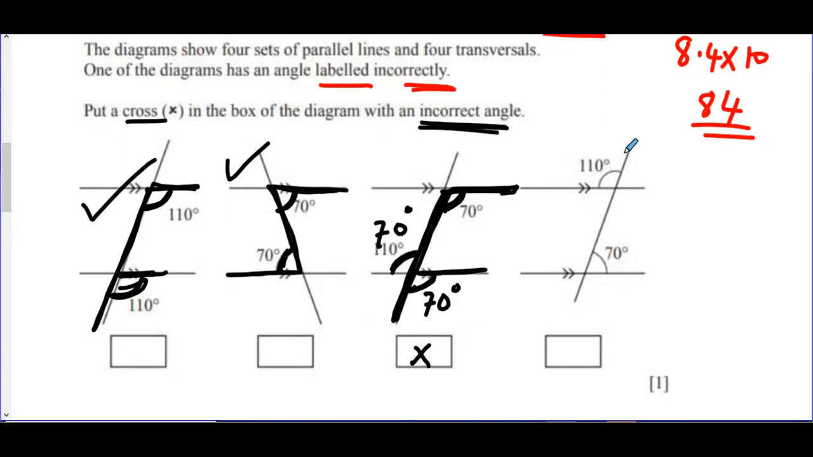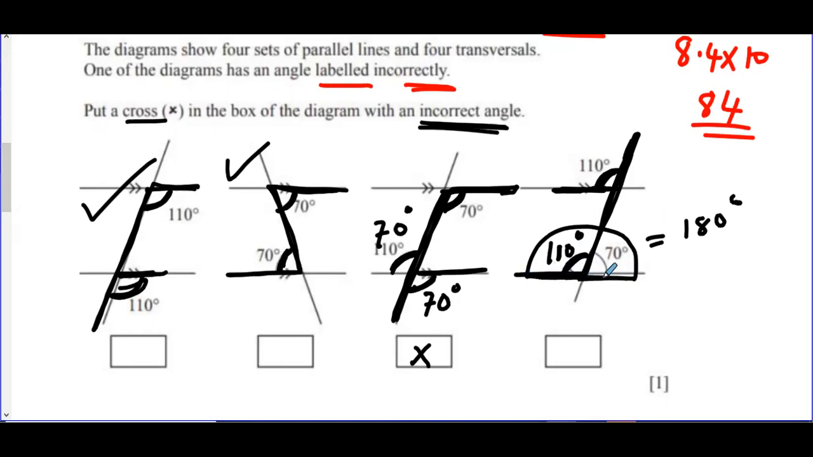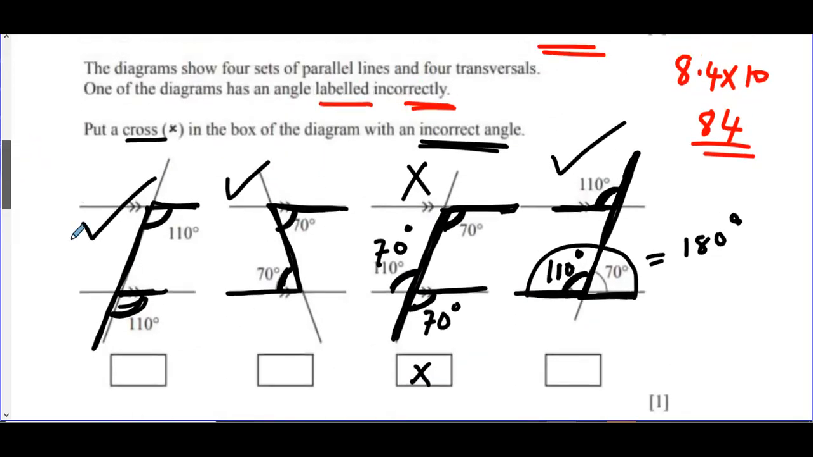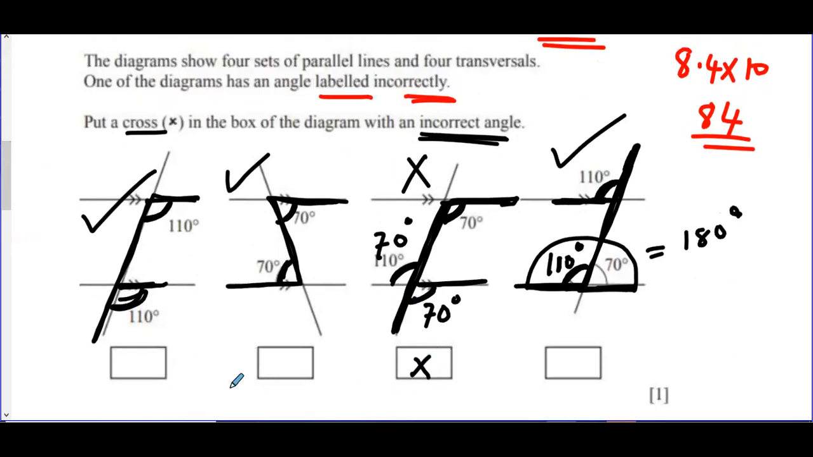Let me check this diagram. We can see 110 here, and 110 there. If I check closely, I can see something like an upside down F. Can you see that? This is an upside down F. So with an upside down F, if this is 110, even this should be 110. Can you see that the total is 180 degrees? Because you are adding 110 plus 70, that will be equal to 180. So this diagram is done correctly. So it is only this diagram which is incorrectly labeled. So go ahead and put a cross in that box there.